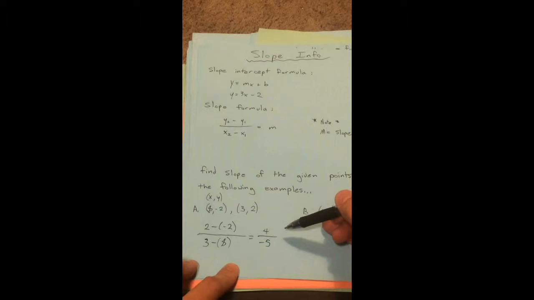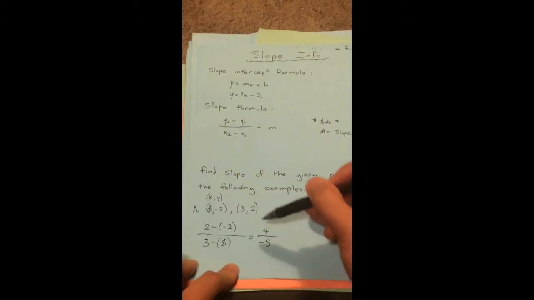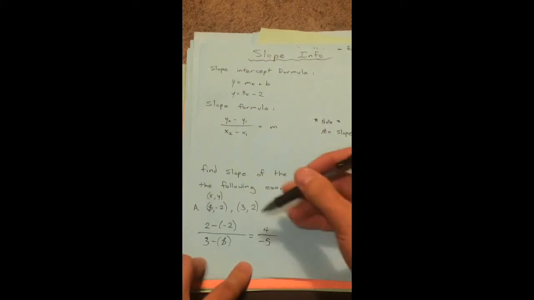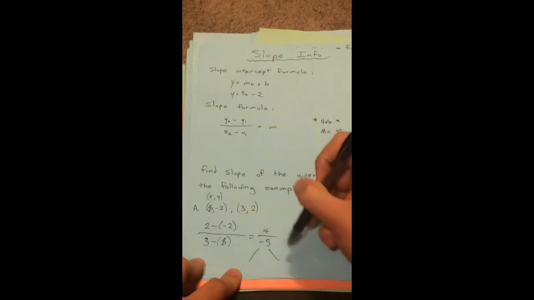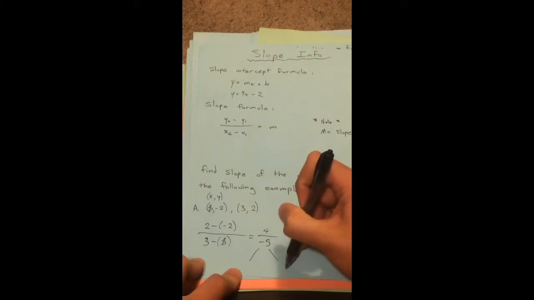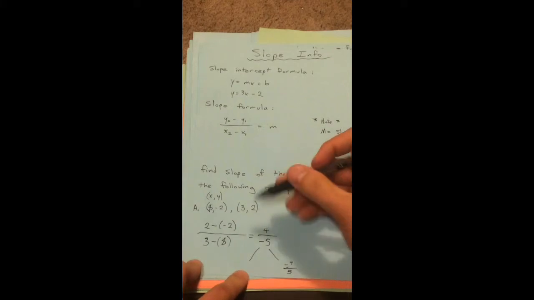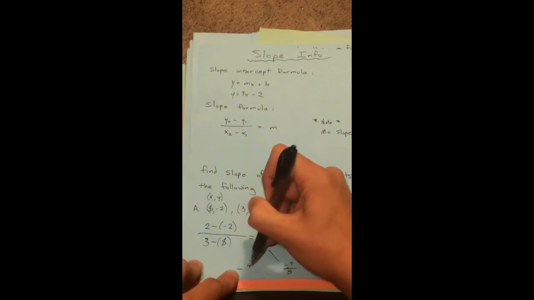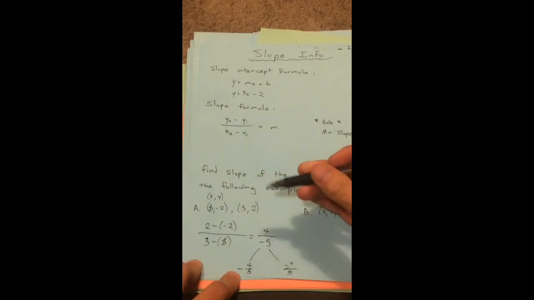Anytime you have something like a negative in the denominator, just bring it up to the top or to the left. So you could write this as negative 4 over 5, or my preference, negative 4/5. This is the best way to go.